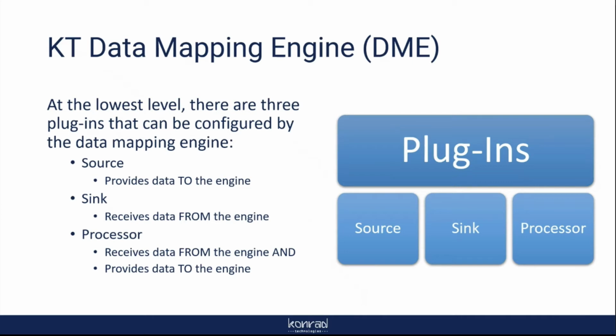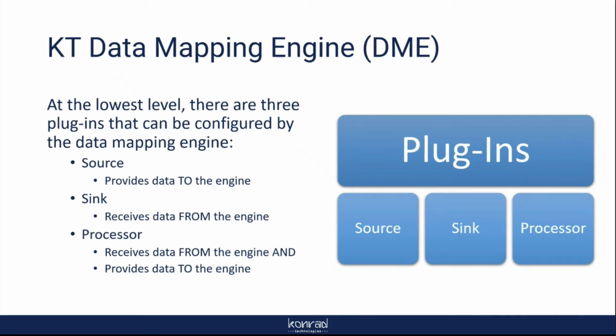At the lowest level, there are 3 plugins that can be configured for the data mapping engine. We call them sources, sinks, and processors, and this can be anything that you want. A source will provide data to the engine. When you're thinking of a data logger, you usually think of a source as CAN hardware or a DAQ card or something like that. But a source could also be a file if we're looking at this for playback. So a source can be anything; I'm just putting data into the engine.